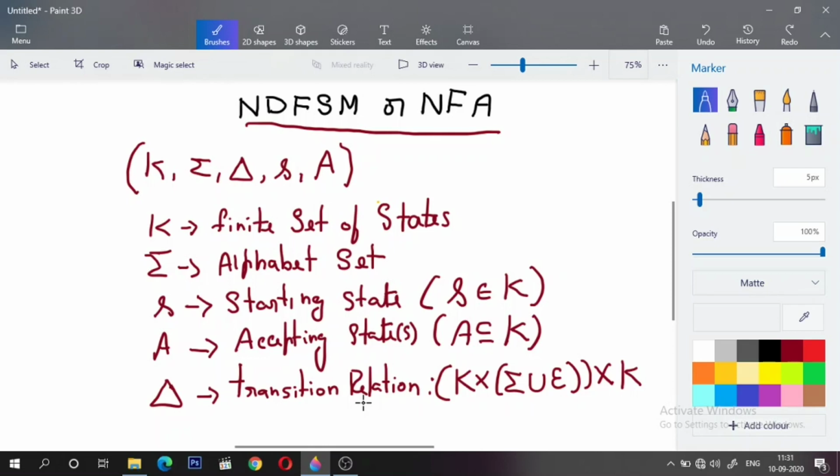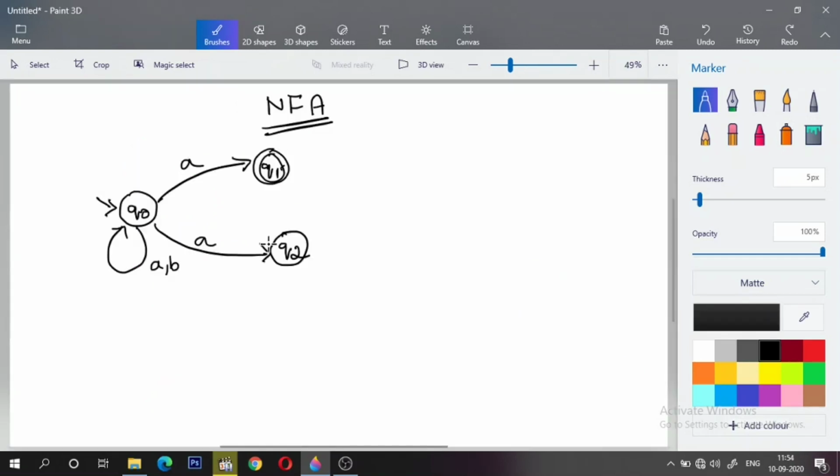So that is the disadvantage of NFA over DFA, and the advantage is that it is easier to design. Before looking into the problems which need to be solved using NFA, let us see some of the major differences between NFA and DFA.